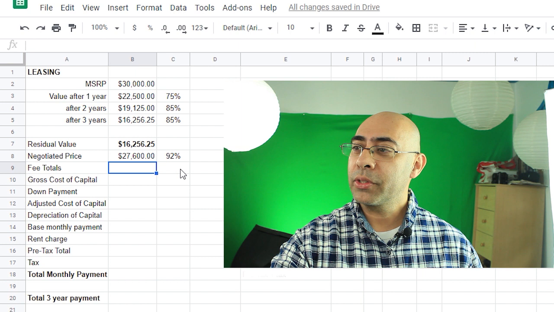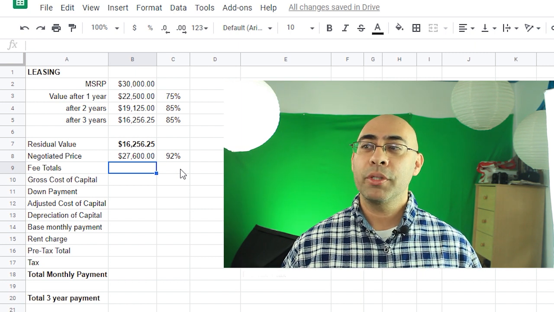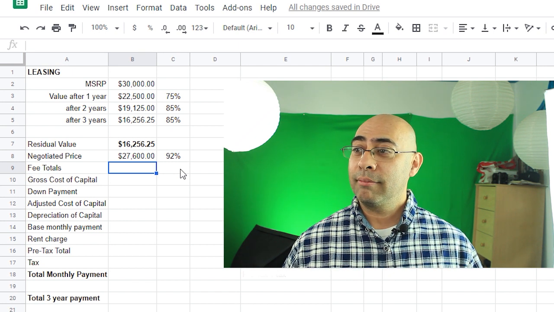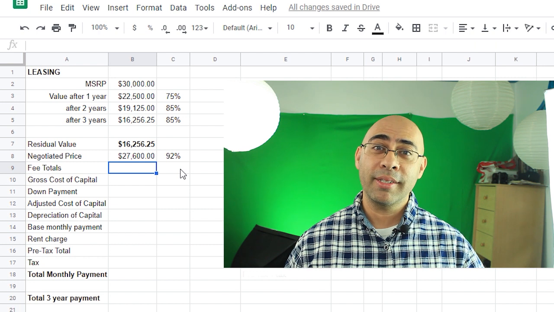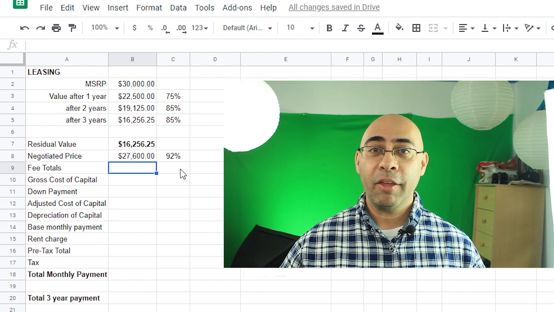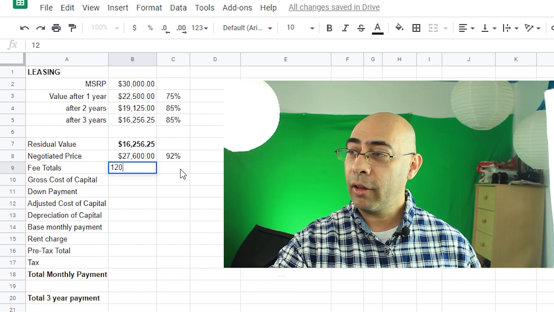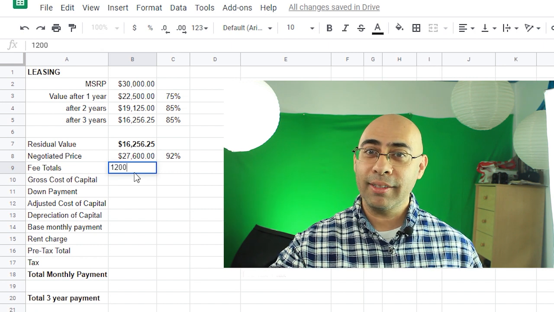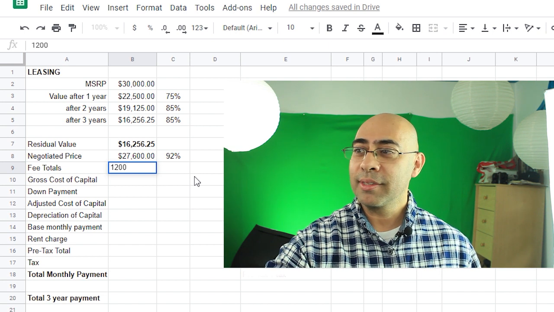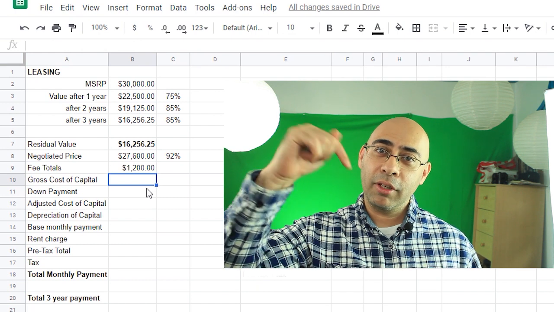Now for the fee totals, there are lots of fees involved with getting a car. You got the title, the registration, the acquisition fee, documentation fee and tagging fees, and also it includes the security deposit, which is basically 1 month's worth of your lease. And how they figure that out in there, I don't know, but on average it's about $1,200 for all those fees that's added on, different types of fees. Some of them are state fees, but most of them are other fees. So those fee totals, about $1,200. If you want to know where I got those numbers from, again, I'll have a link in the description down below.